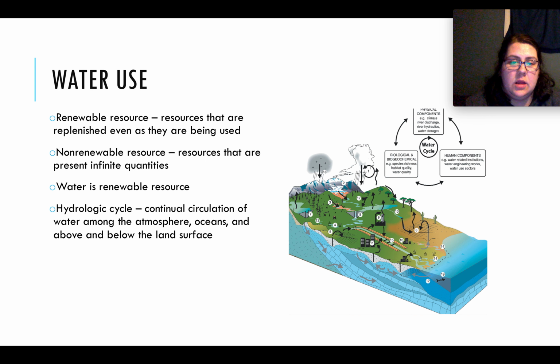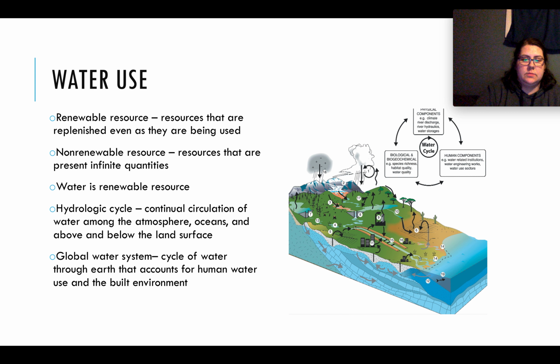Hydrological cycle: continual circulation of water among the atmosphere, ocean, and above and below the land surface. Global water system: cycle of water through Earth that accounts for human water use in the built environment. So this is basically a picture of the water cycle, how it works.